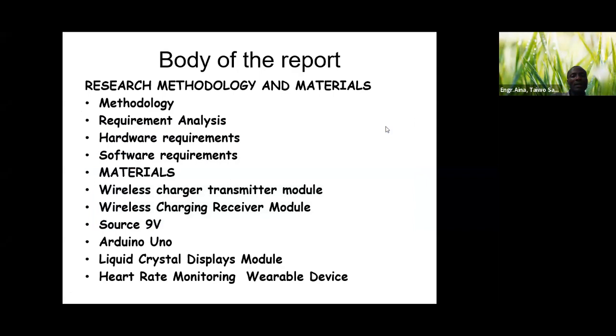Okay, then still on methodology, on the body of the report, we now come to chapter 3. Chapter 3 is talking about research methodology and the materials. Under research methodologies, you must write the methodology. The methodology you have adopted must be well spelled out. You must describe the method you have used.